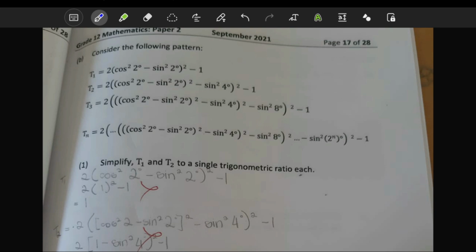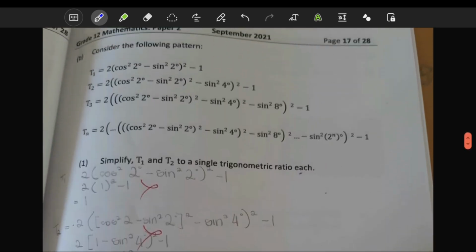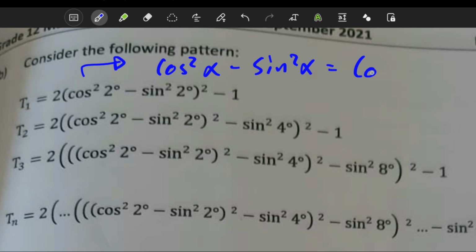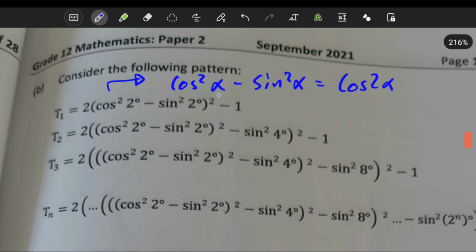So it says here, simplify t1 and t2 to a single trigonometric ratio. Okay, so we have to simplify both of them to a single trig ratio. Well, this here should remind you of your double angle of cos, because your double angle of cos says that cos squared alpha minus sine squared alpha is equal to cos 2 alpha. So where we see alpha, in our case here, there's just a 2. So where we see this over here, we know that this is just cos with a 2. The angle here is a 2, so this is just going to be a 2 over there.